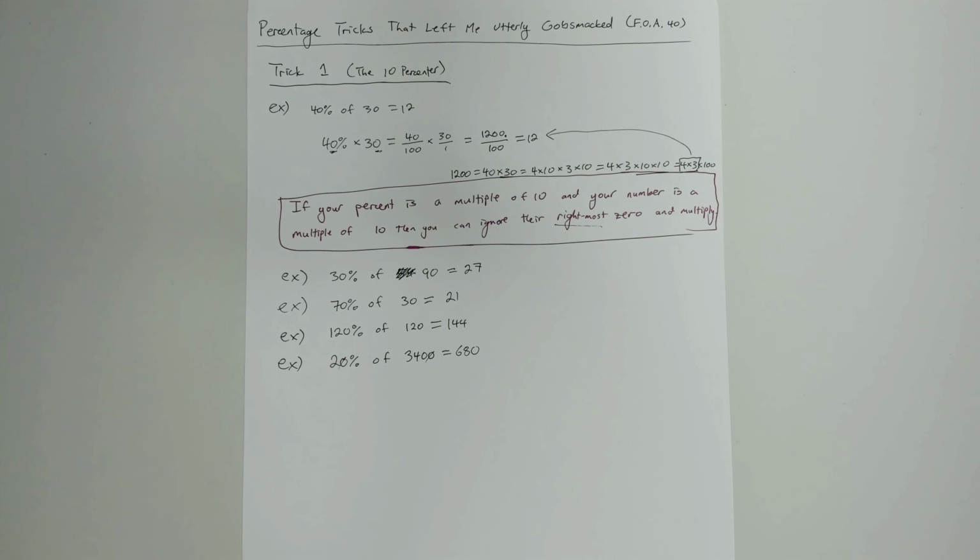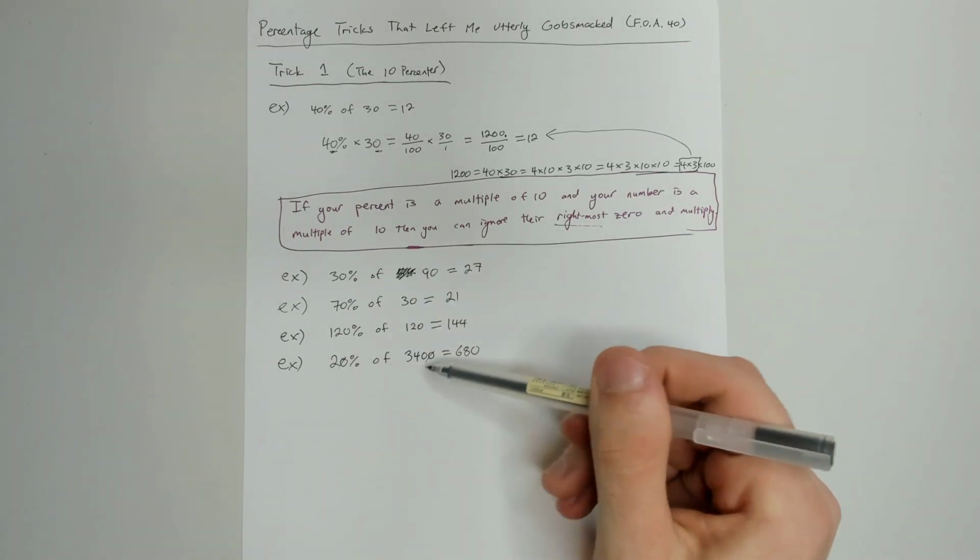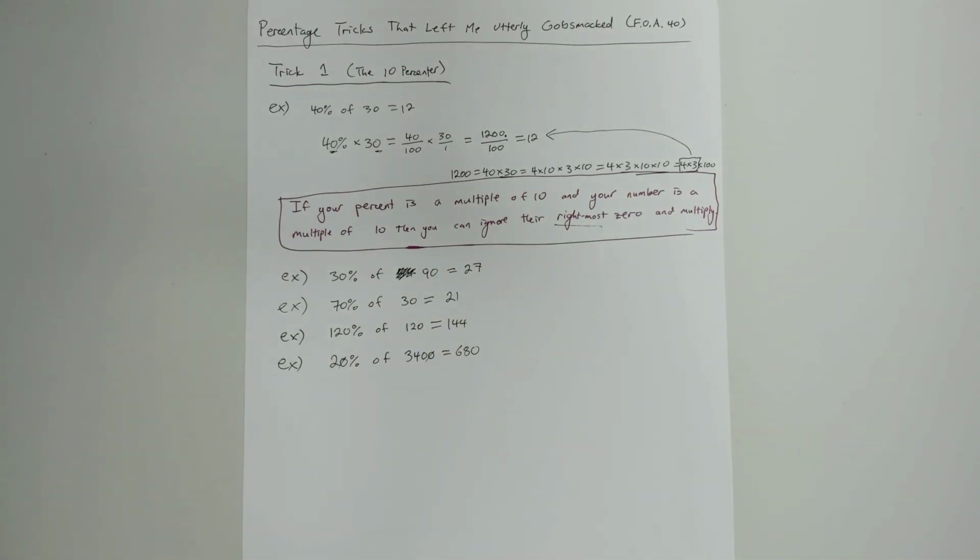All right, so I hope you got that trick locked in. But if not, you can always do some more practice. Just choose a percent that's a multiple of 10 and choose a number that's a multiple of 10 and take that percent of that number. Let's go on to trick number 2.